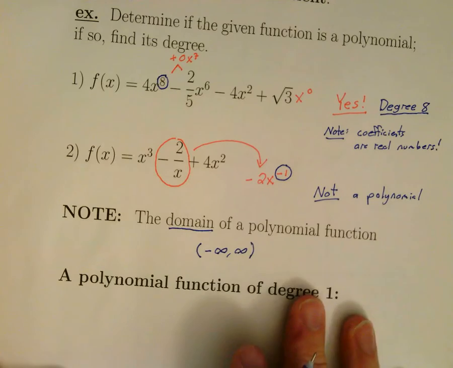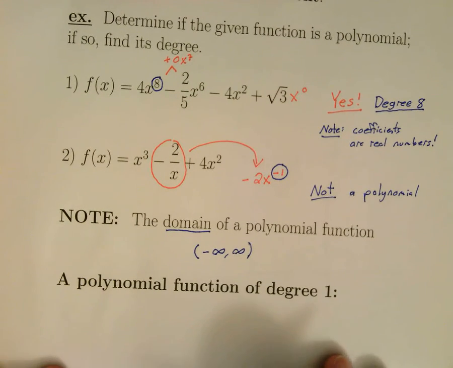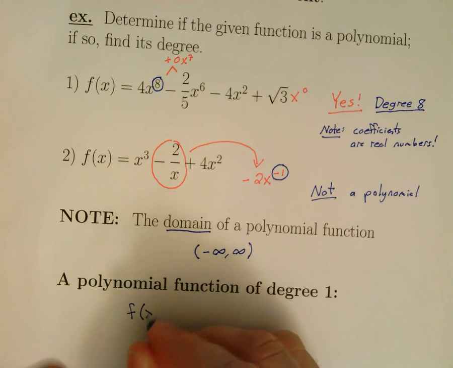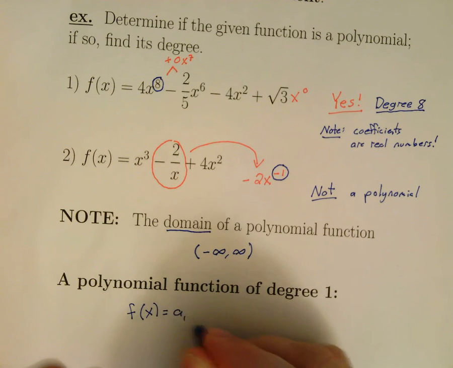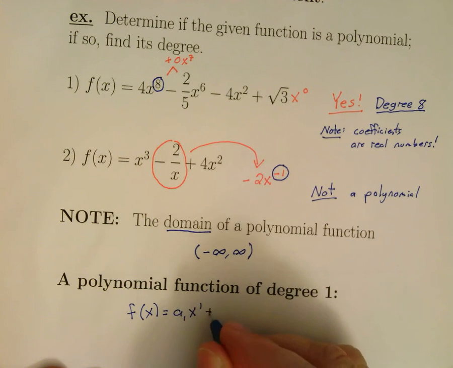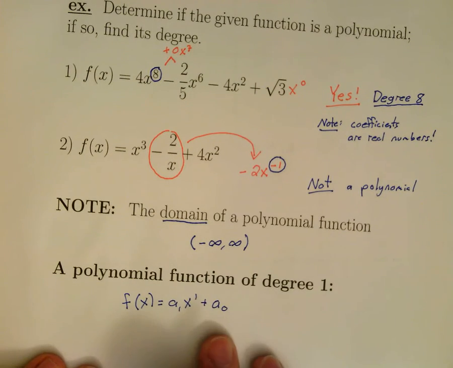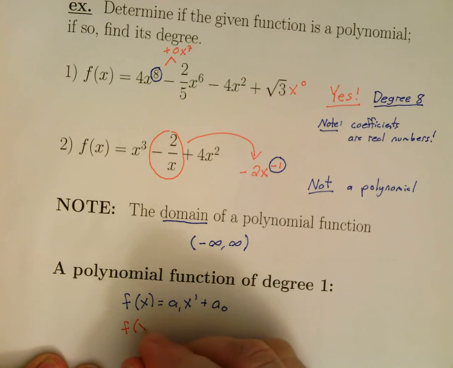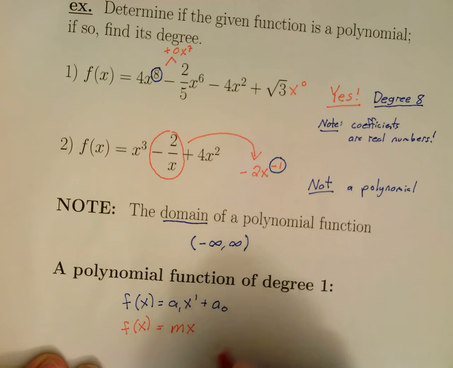Now there's a couple of polynomials that are very special, and we need to know the names of those. A polynomial function of degree 1, let me just write it out from the definition. That's going to look like this. F of x is equal to a sub 1 times x to the 1st plus a sub naught. Now, this may not look familiar, but let me write it a different way. Instead of calling this a sub 1, I'll just call it m times x, and then instead of a sub naught, I'll call it b.